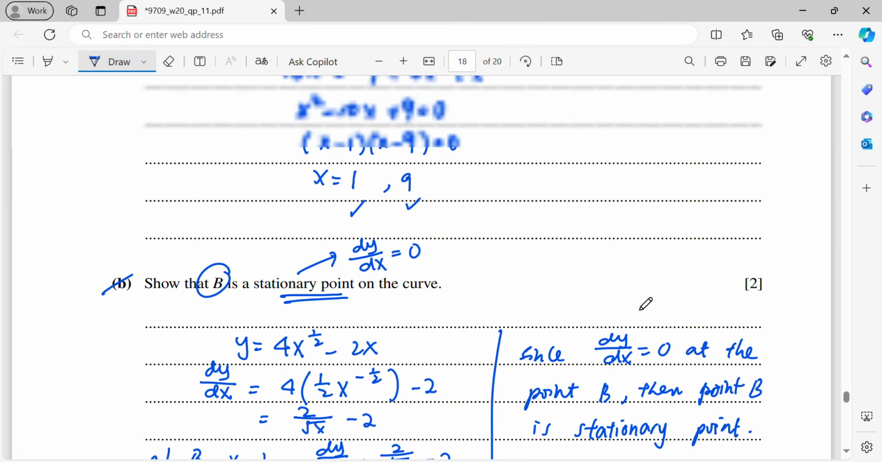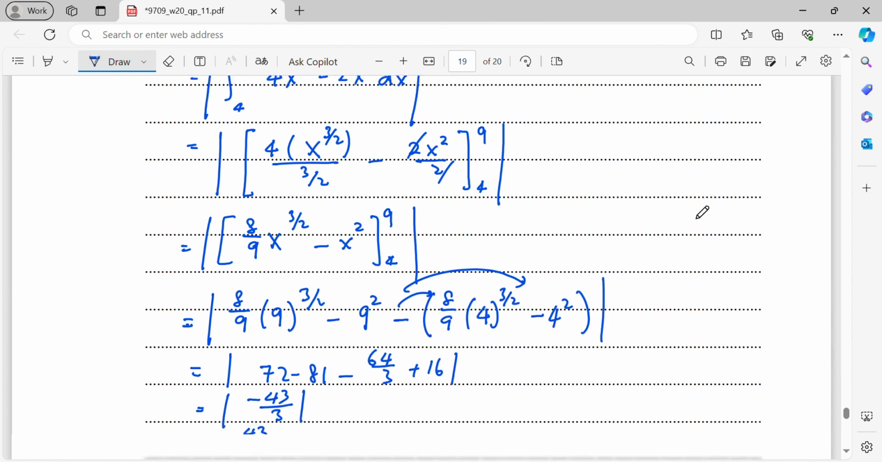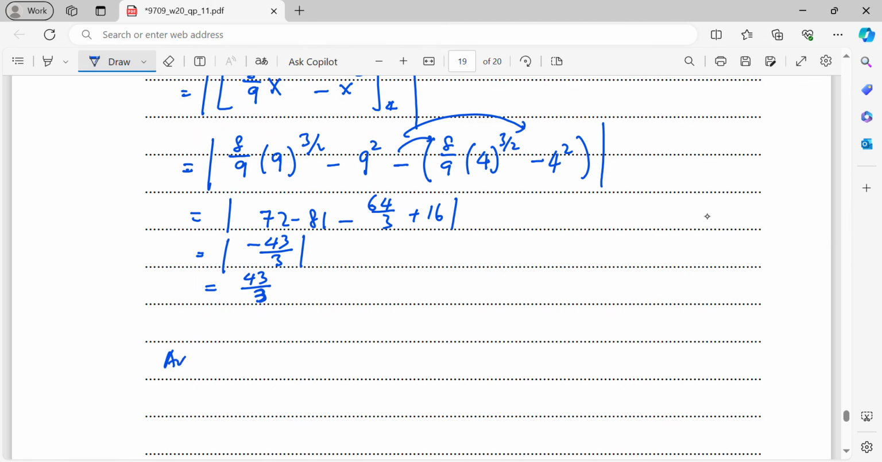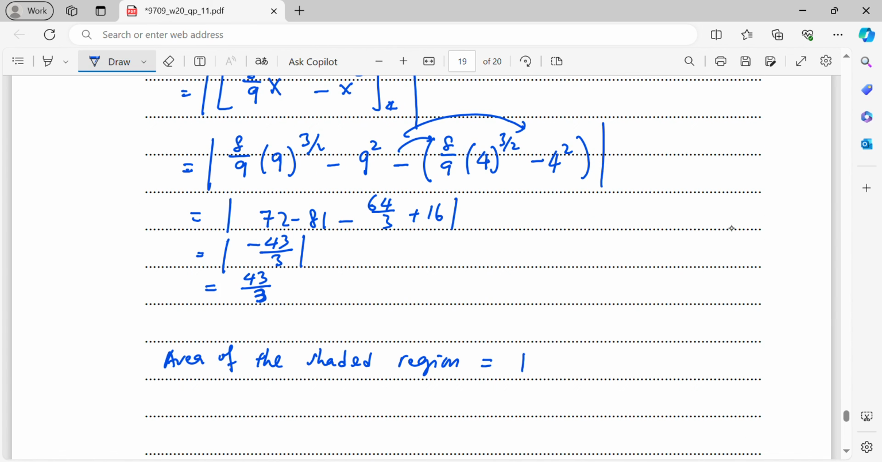But then when you look at the question here, you need to find the shaded region. So shaded region is area of triangle minus the area bounded by the curve and the x-axis. Right, so just direct minus. So it means that now area of the shaded region equals 18 minus 43 over 3. Then here I will get 11 over 3. So that is the area of the shaded region.